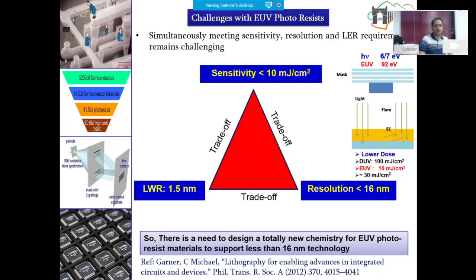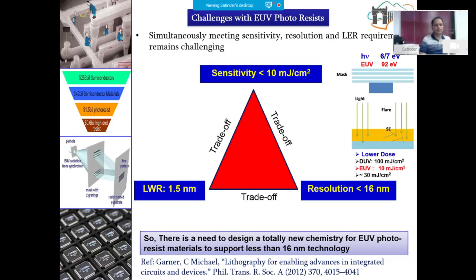We are looking at these basic standards. The sensitivity, as I told you in the previous slide, should be less than 10 millijoule per centimeter square. Resolution should be below 16 nanometer, below 10 nanometer, that is the requirement these days. LWR should be 1.5 nanometer, as per the agreement of the international semiconductor community. Here you can see that in terms of EUV, we are looking for 10 millijoule, which requires a very fast resist. In the case of DUV, it is 100 millijoule, which is completely different.